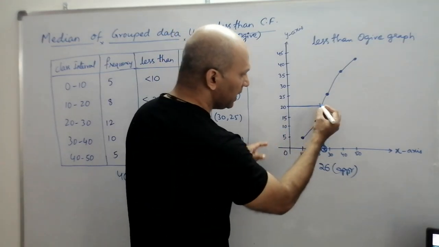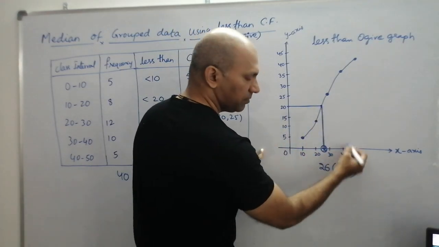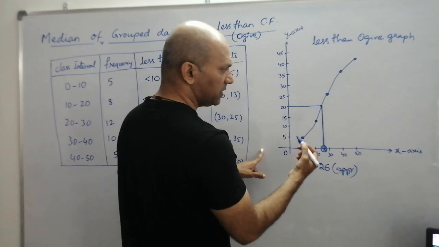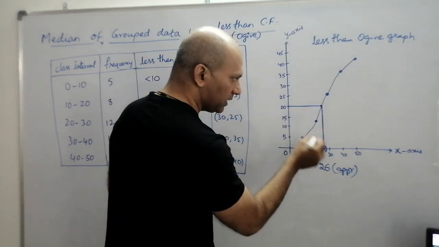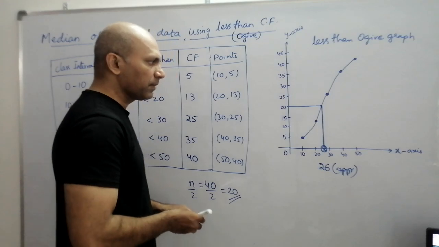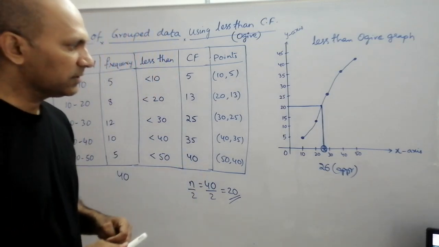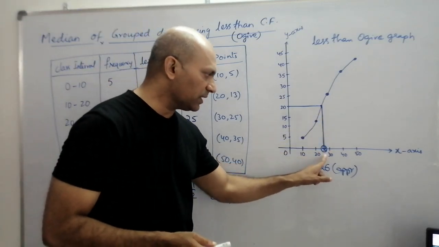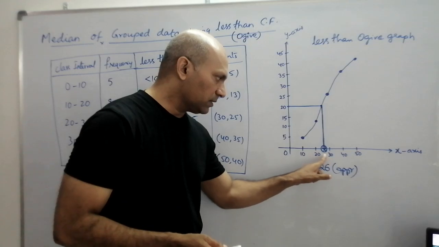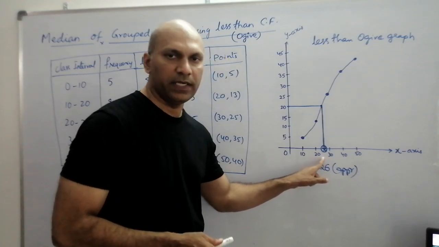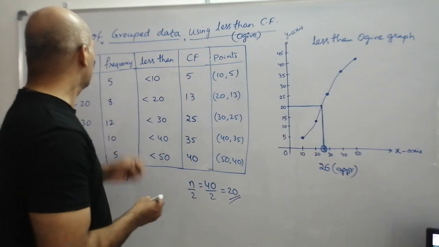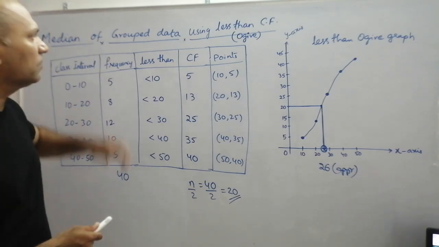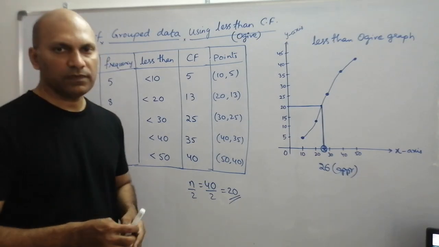Some students will extend this graph here and drop a perpendicular, which is wrong. Some students will stop here and drop a perpendicular, that is also wrong. I hope you all understood this. And wherever this line is touching the x-axis, that is our median. Alright, so this is how you need to find median of grouped data using less than ogive graph.